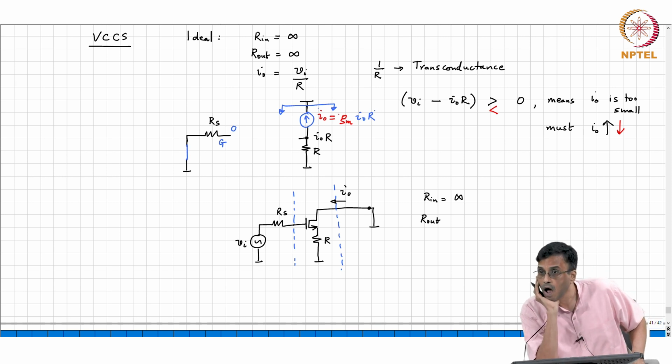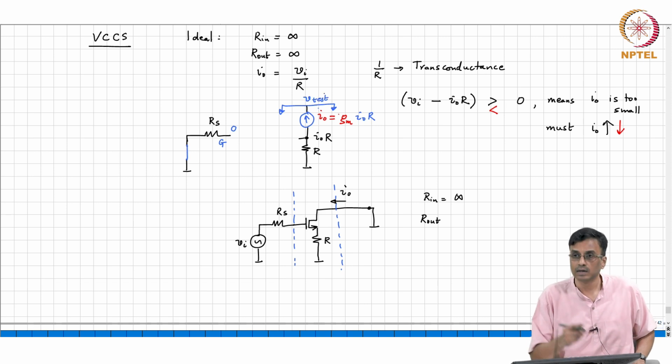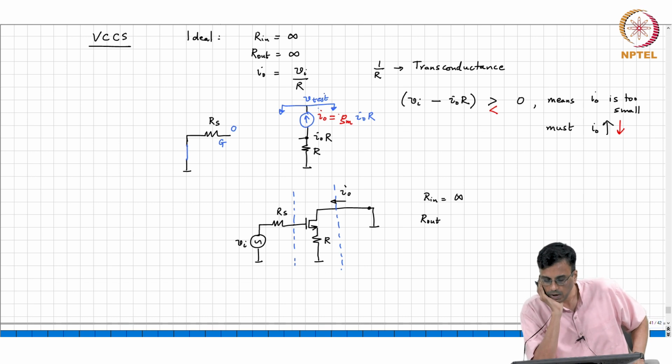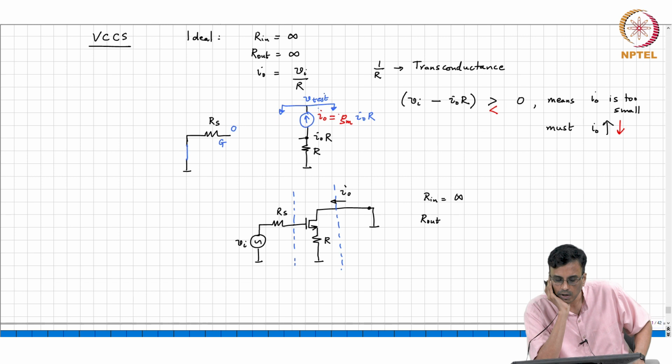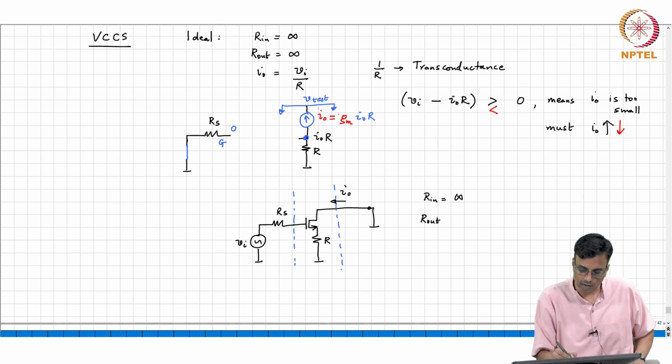Now, what do we do? We want to put a V test here and find the current flowing. So, let us do that. What is the unknown? I naught is unknown, or I naught R, basically the potential of this node is unknown.